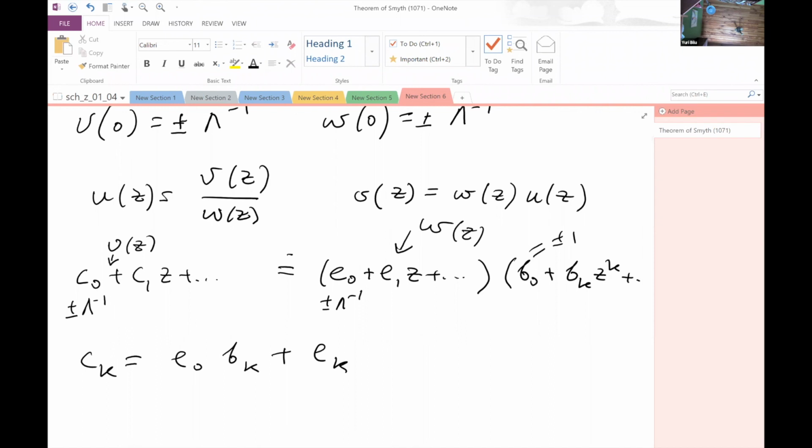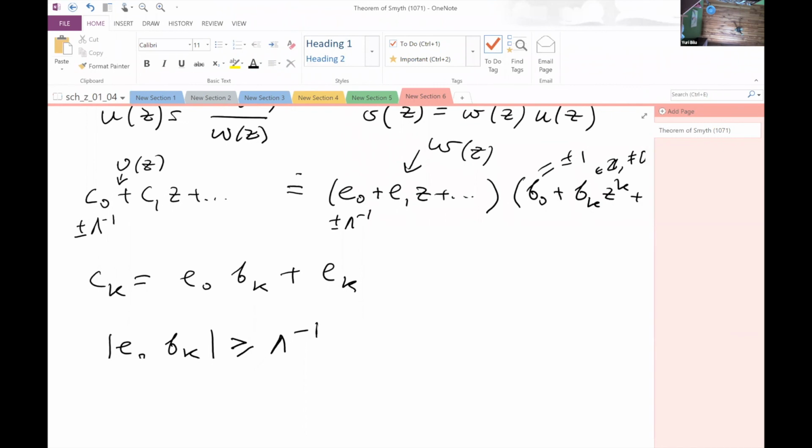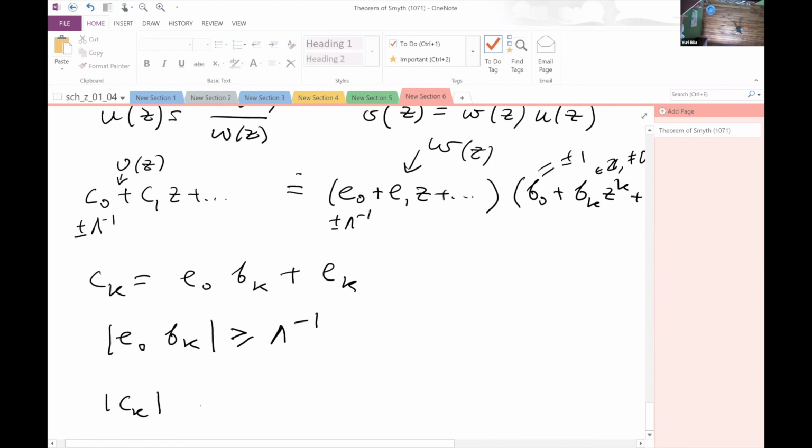Now, what is E0 BK? E0 is lambda to the minus 1, and BK is a non-zero integer. So this means that E0 BK is at least lambda minus 1. So it is a big number. And it follows that one of the numbers, the coefficients CK and EK, must be at least half of this.